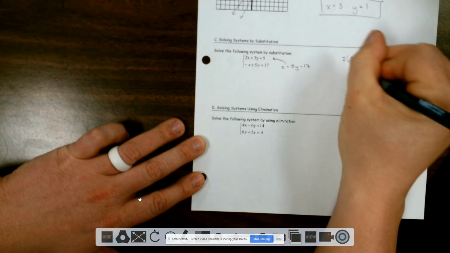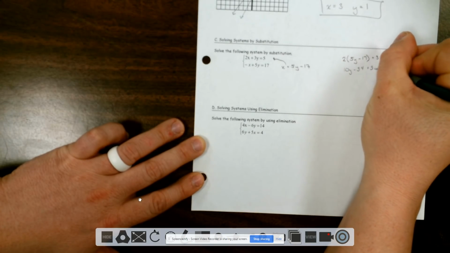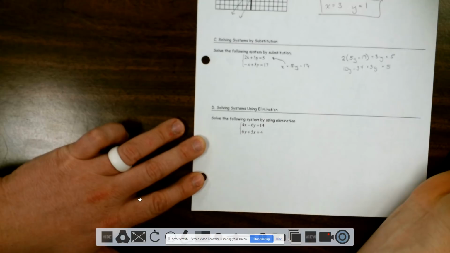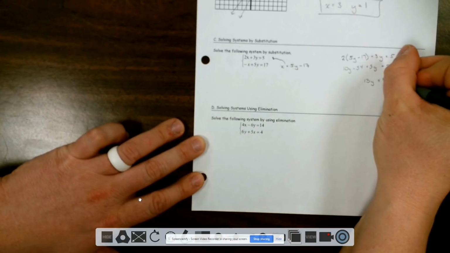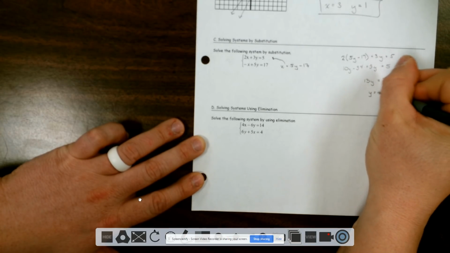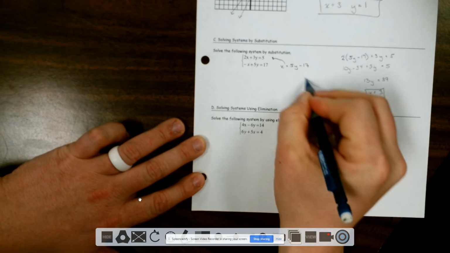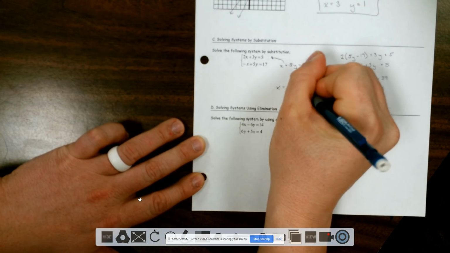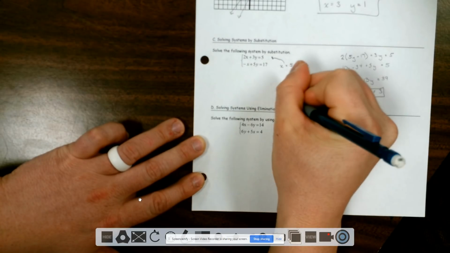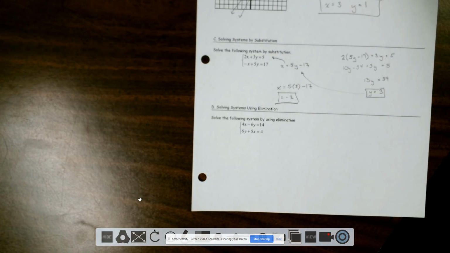Okay, now some quick distribution. So I've got 10y minus 34 plus 3y is equal to 5. That means 13y is equal to 39. So y is equal to 3. Now that I have y equal to 3, I can plug that in to what I know x is equal to. So x is equal to 5 times 3 minus 17, which is negative 2. Quick, easy solve for x and y via substitution.